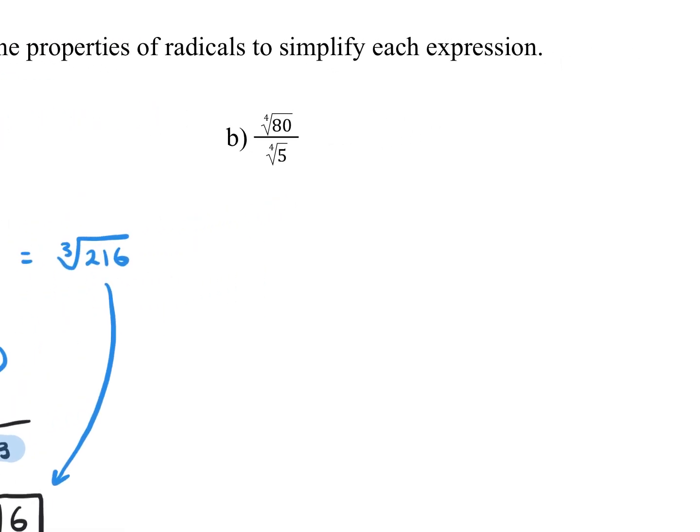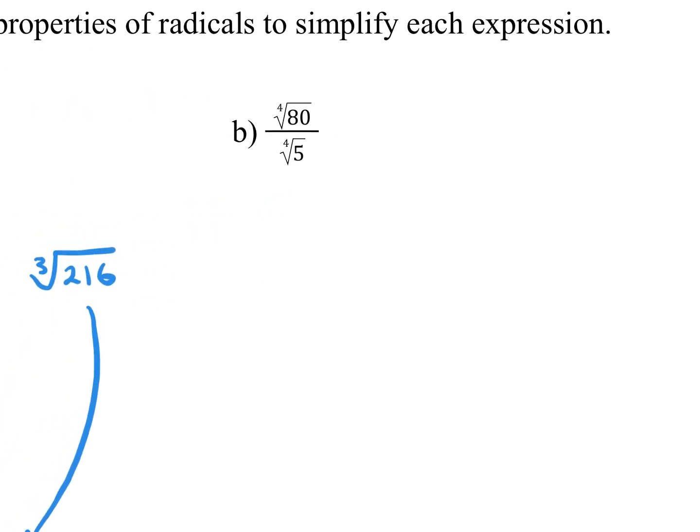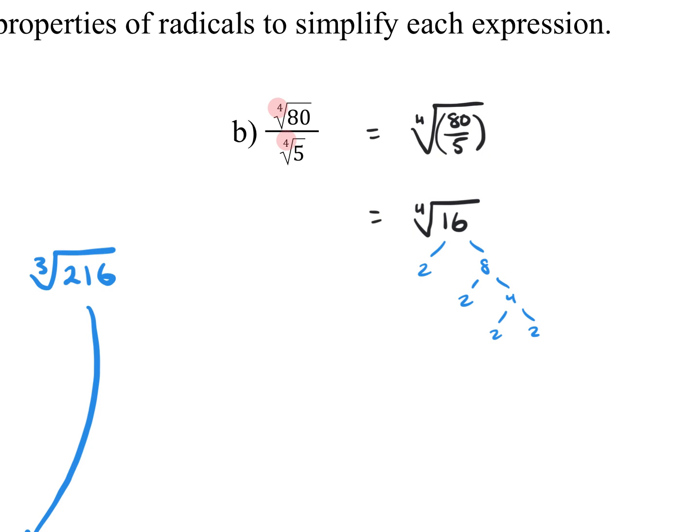All right, let's look at part B. Here we have the 4th root of 80 divided by the 4th root of 5. So both of those are 4th roots, which allows me to actually divide them. So I can do the 4th root of 80 divided by 5, and then I can do that division. 80 divided by 5 is 16. And if you do the prime factors, you'll find that 16 is actually a perfect fourth. It's 2 to the power of 4. So this simplifies to just 2, because you can see here that I have 4 powers of 2 for my prime factors.